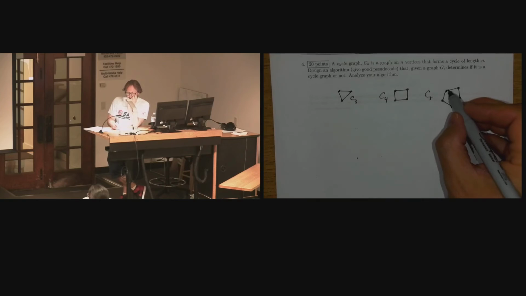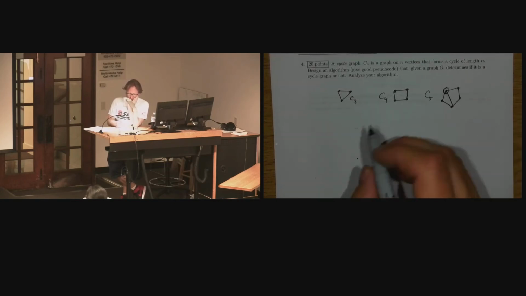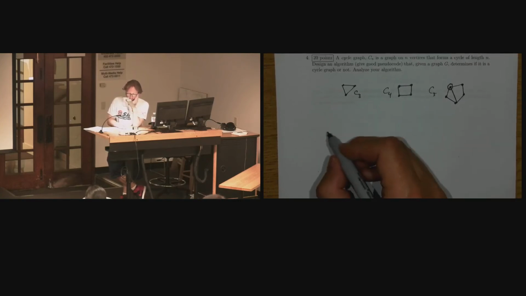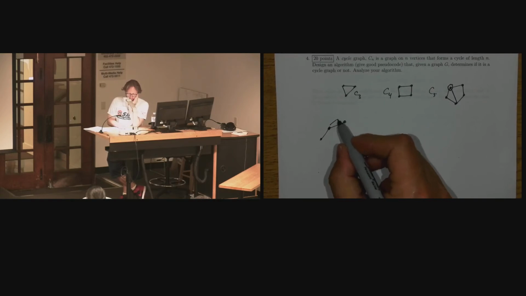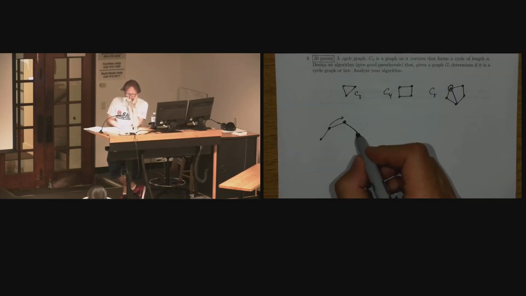I could take a walk, start at an arbitrary vertex. First of all, is that going to be a cycle graph? Nope. So what could I check locally, first of all? That the degree is 2. Okay? Well, if the degree is 2, then move on. Go to the next one. Is the degree 2 there? Yeah? Well, okay, then go to the next one.